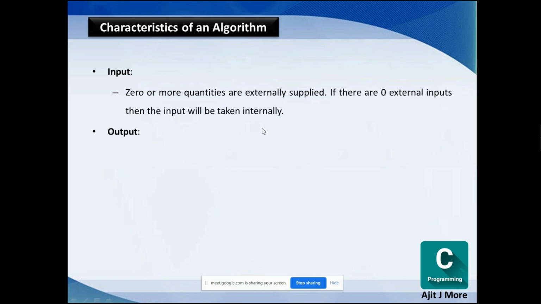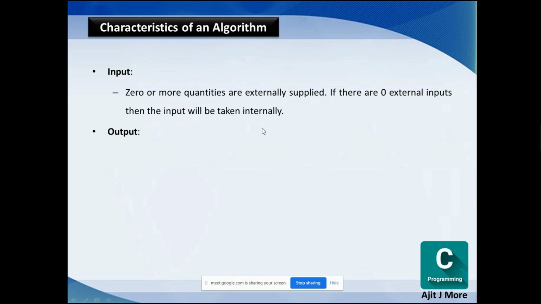Getting? Then second is output. Every algorithm should generate one or more output. One or more. Here I am not writing 0 or more. So your algorithm must produce some output. That output can be in a visible form, it can be some side effect, or it can be indirectly some effect occurring somewhere. Either it is visible or it is giving some side effect, but it has to produce some output. Okay, so every algorithm produces one or more output.